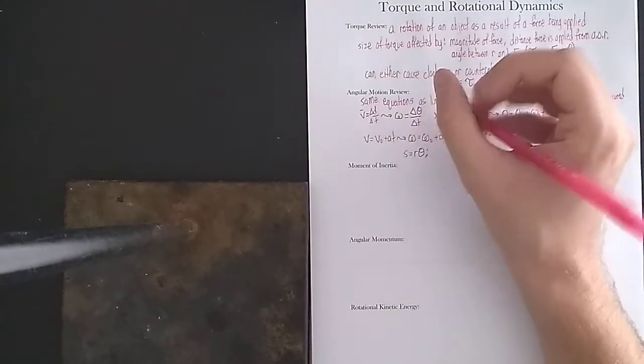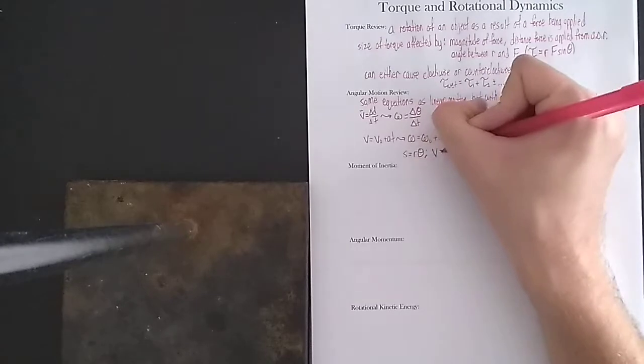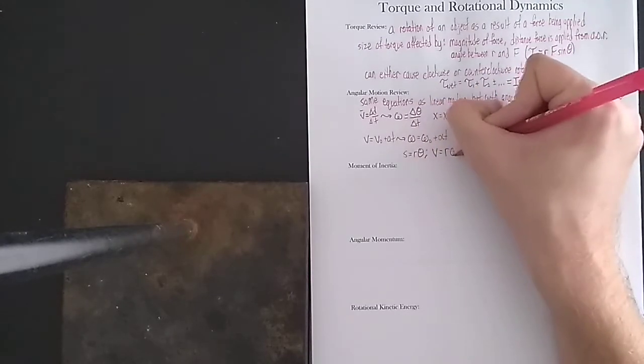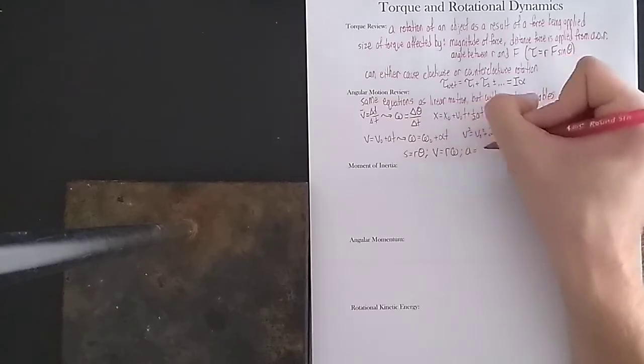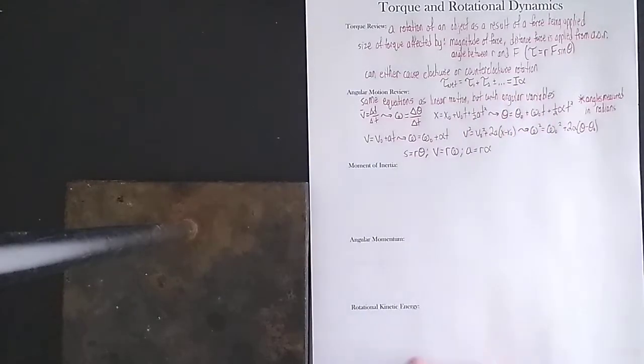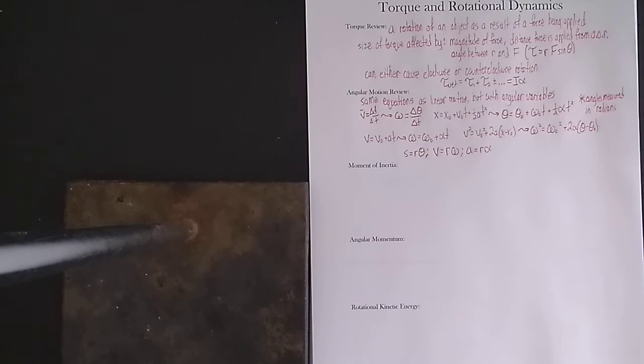If we divide both sides of this by t, we end up with this other useful equation, v equals r omega. And if we divide by t again, we get a equals r alpha. So those are ways to convert between angular measurements and linear measurements.